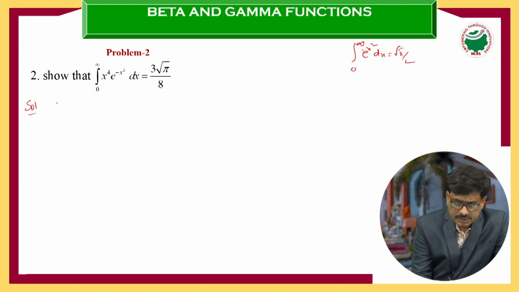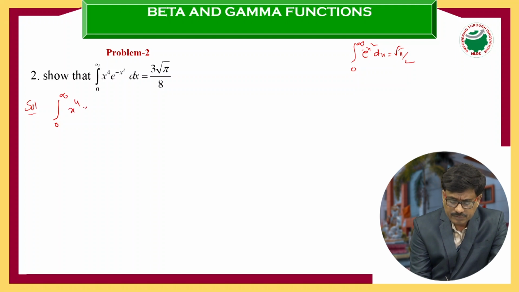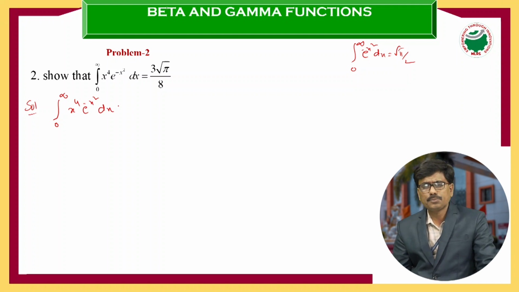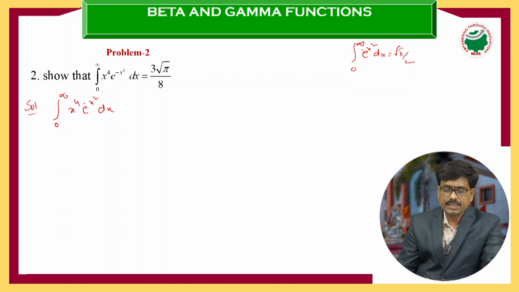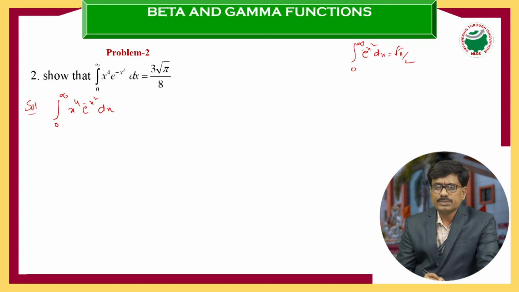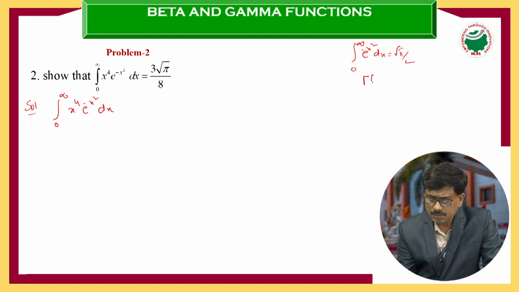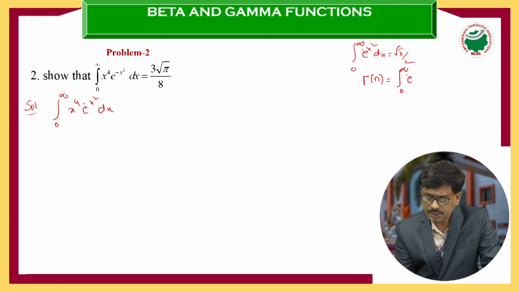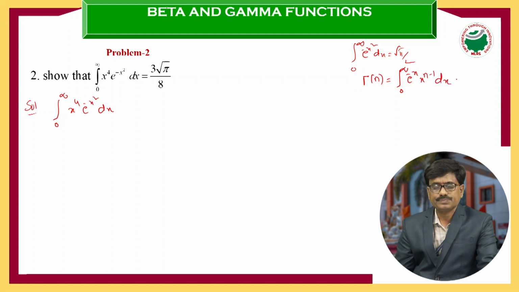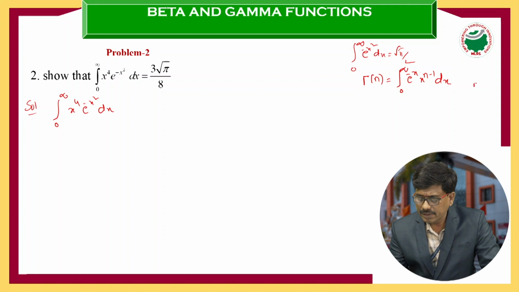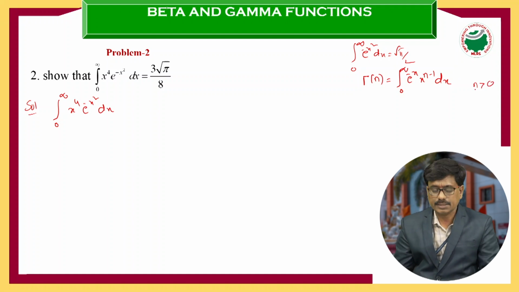Let us take the given function, integral 0 to infinity x power 4 e power minus x square into dx. This is the second kind of improper integral. For this integral, as I already explained, you must understand the definition of the gamma function. What is the definition of the gamma function? Gamma of n equal to integral 0 to infinity e power minus x, x power n minus 1 into dx. This is the definition. This is a single variable function. n is always greater than 0.